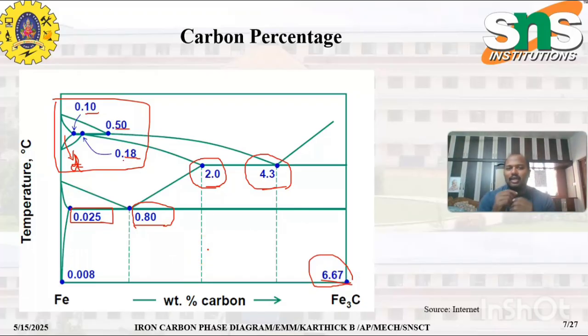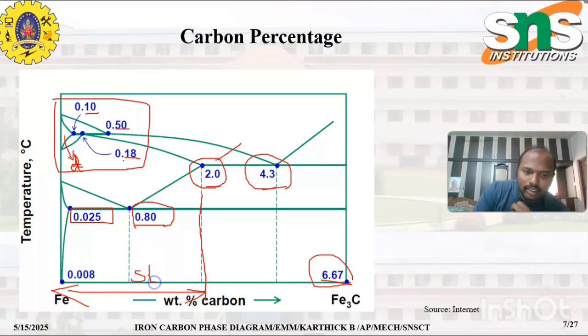The important point here is that we can add carbon to iron only up to 6.67. If we add beyond 6.67, the carbon and iron will not mix together and will stand separately. Keep in mind that up to 2.1% of carbon by weight it is completely the steel part. From 2.1% up to 6.67% it is cast iron. So this iron carbon phase diagram deals with both steel and cast iron.